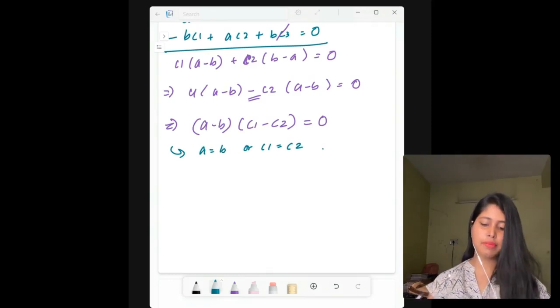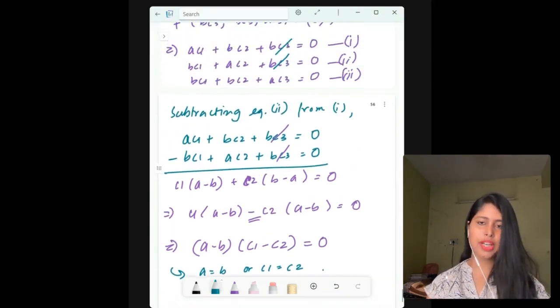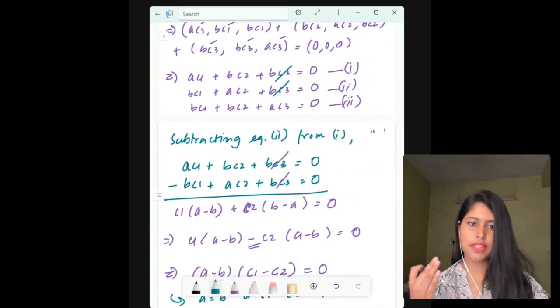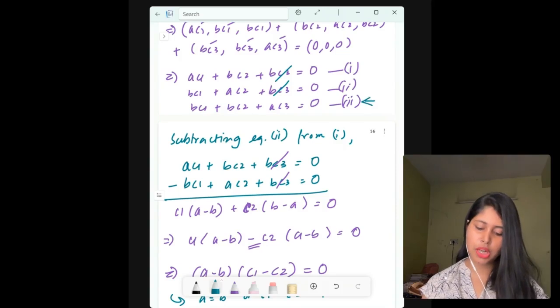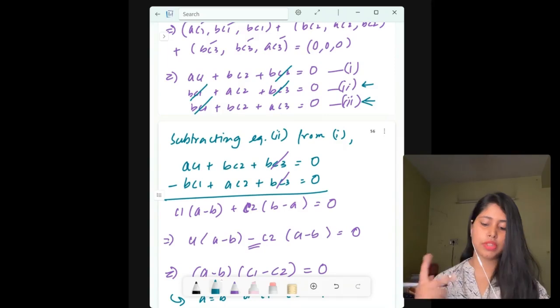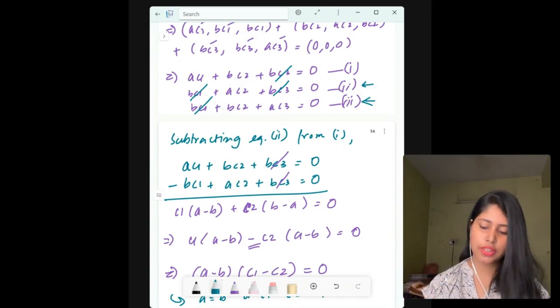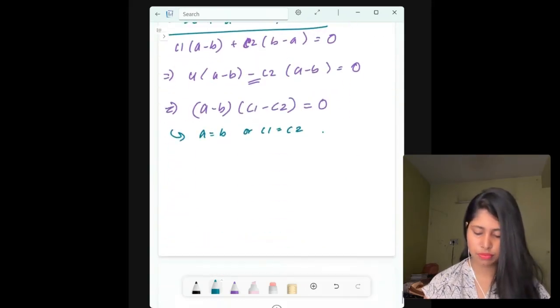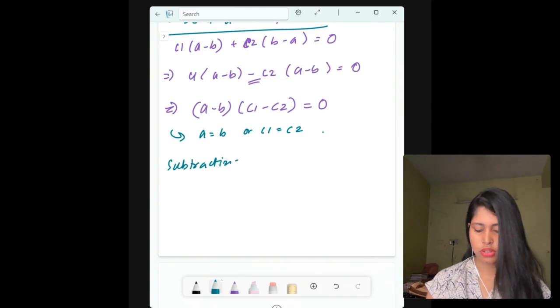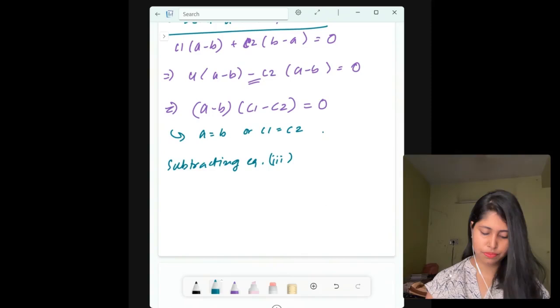So now next step will be what? Now next we need to subtract another thing. Now if we see these equations carefully, we can do another thing. We can subtract equation number 3 from equation number 2. Then we can see that BC1 and BC1 get cancelled. Then also we are getting benefit. So let us do subtracting equation number 3 from equation number 2.